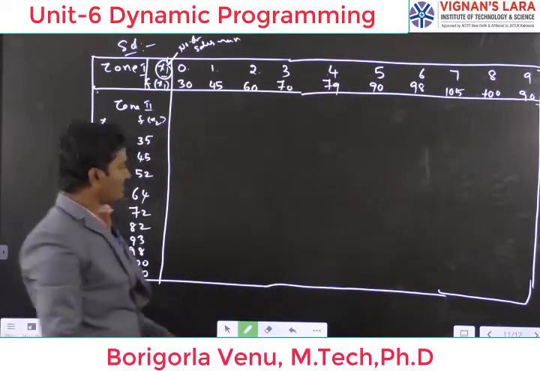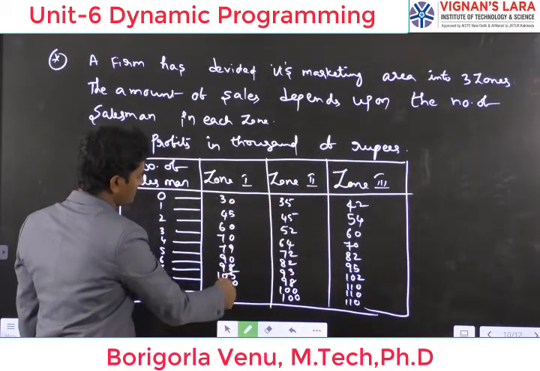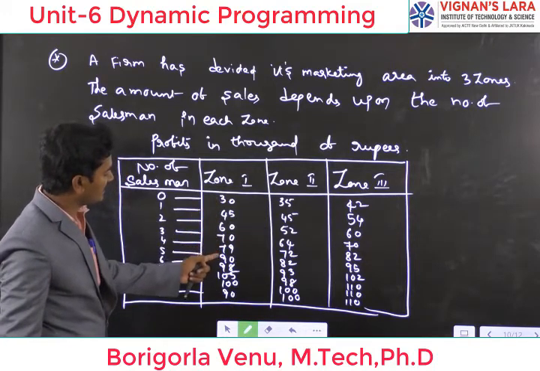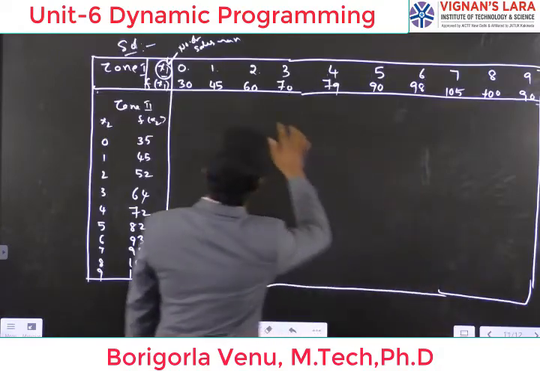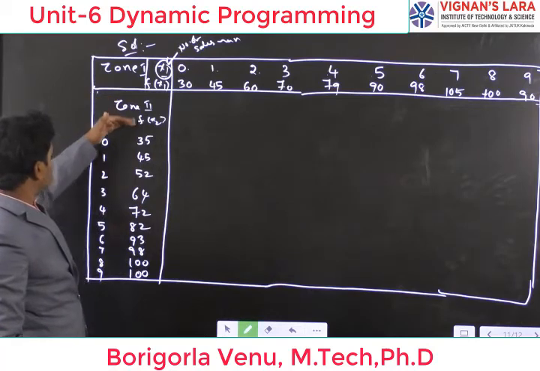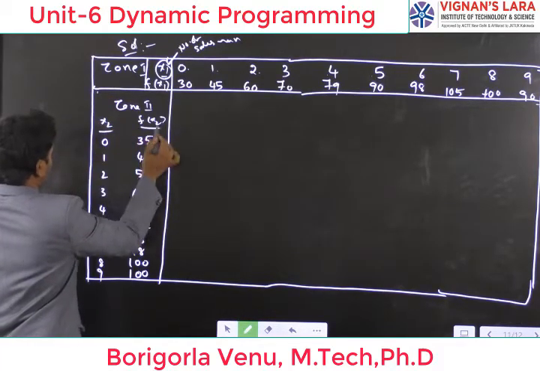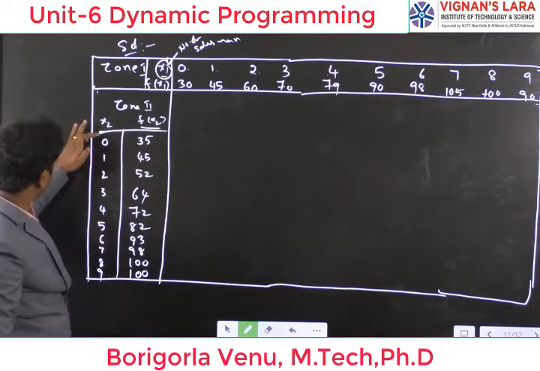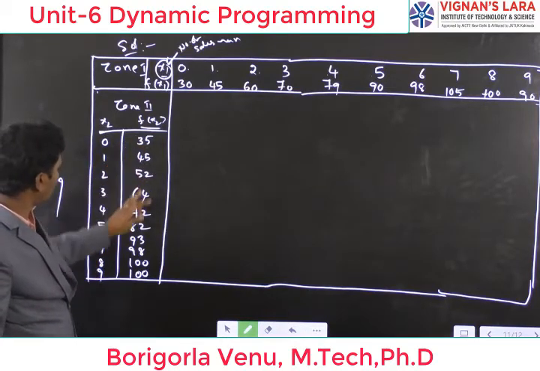Then coming to f of x. f of x means the zone 1 sales value. These are the f of x1 values, the function values. So for zone 1: 30, 45, 60, 70, 79, 90, 98, 105, 100, 90. The same I wrote here. Then after this we are going to calculate the zone 2 values. Similarly for zone 2, x2 and f of x2 are there. Here these are the salesmen and these are the sales values.